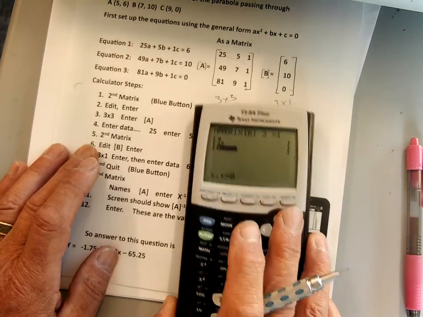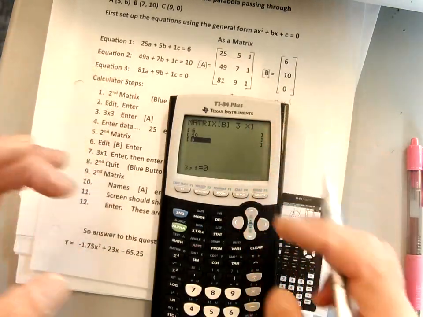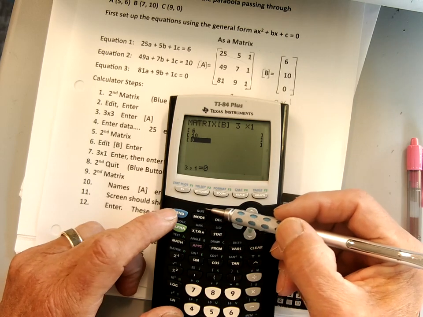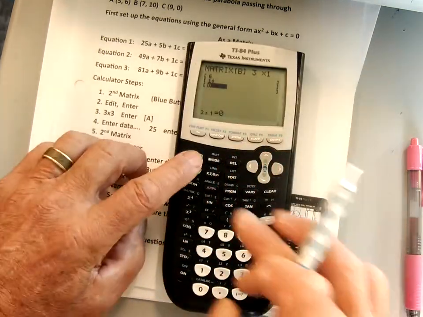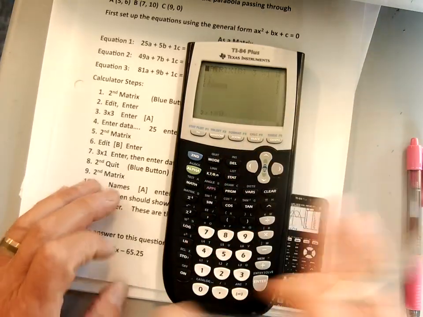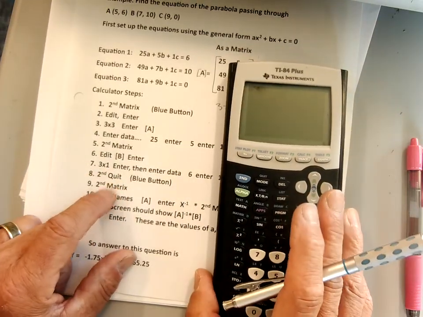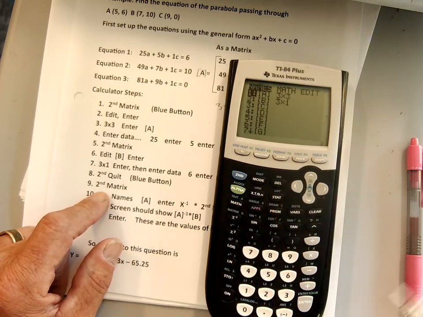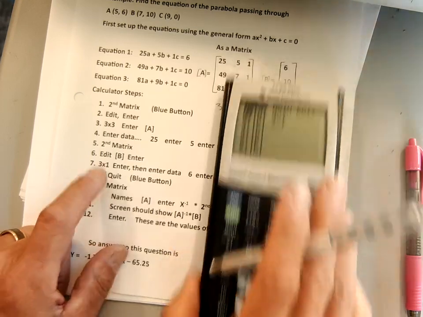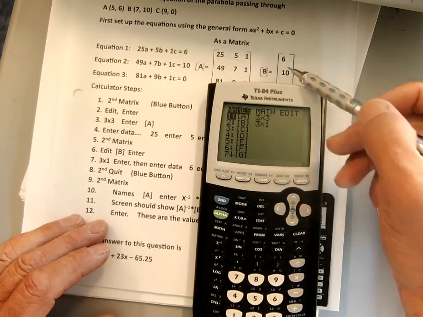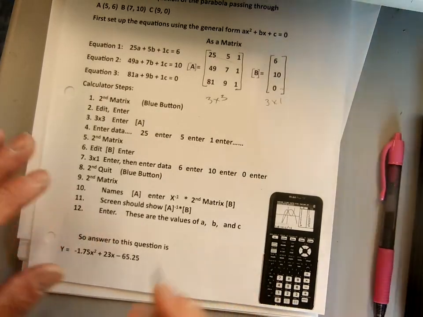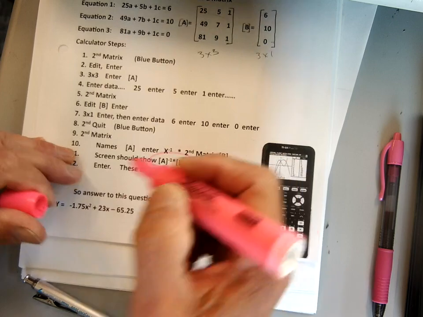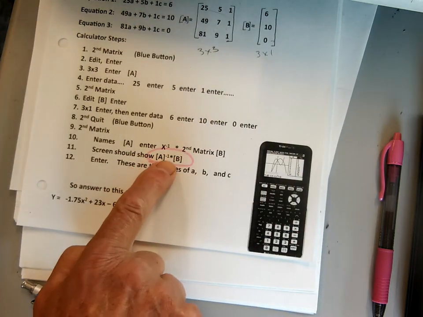Once I have that made, I have an A in there, I have a B in there. Don't push clear. Push quit, because I want to get out of it. It says quit, blue button, second, quit. Okay, now, after I have all that, I want to go back into the matrix. So I go second matrix. A in the calculator is the one I made. B in the calculator is the one I made. To get the answer, I need this expression. It's called matrix A inverse times B. So I want to create that.